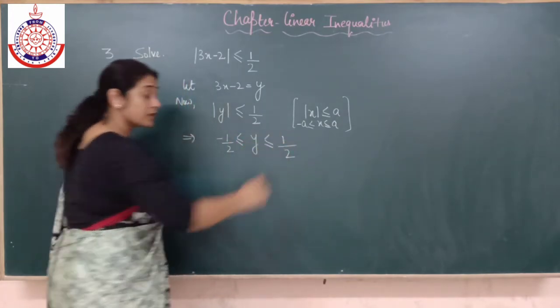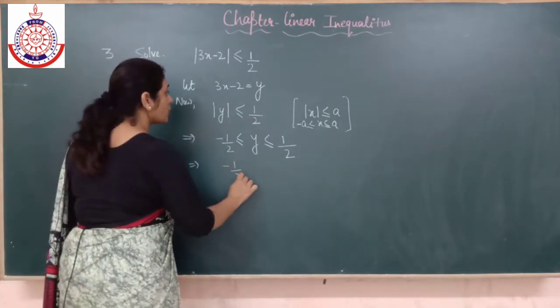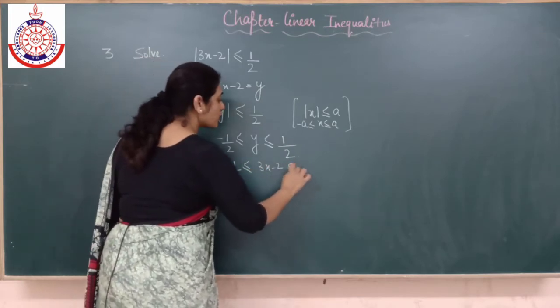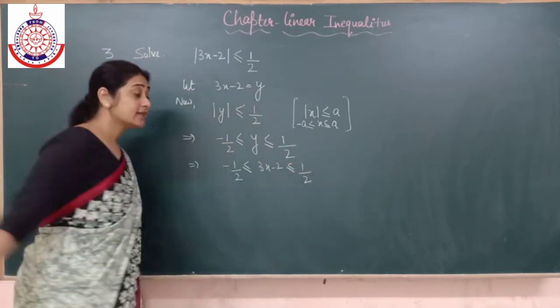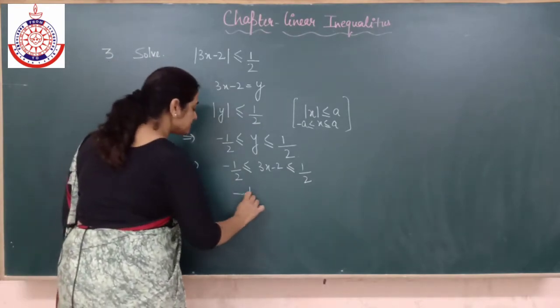Alright, so this would be clear? Put the value of y. What is y? Now I will be solving a simple linear inequality. How to do it? Remove this minus 2 from here. Add 2 on both the sides.